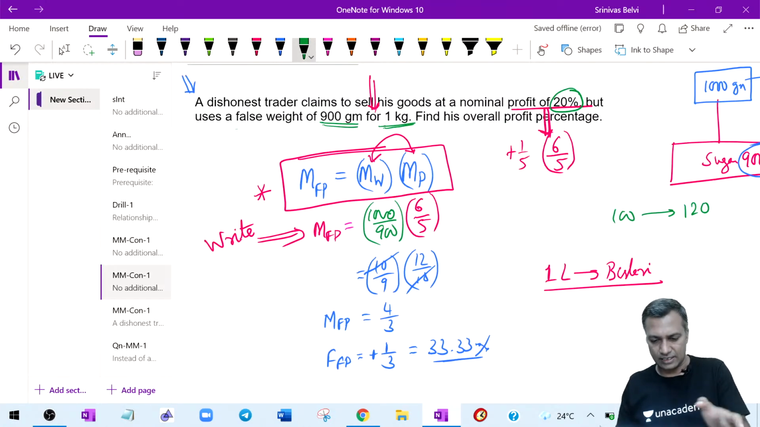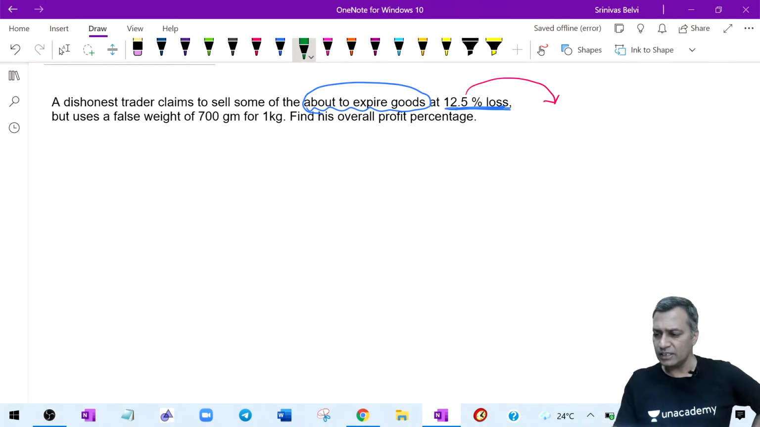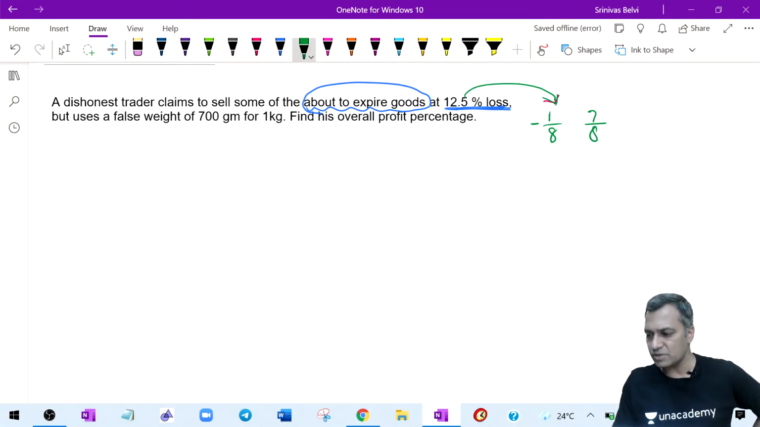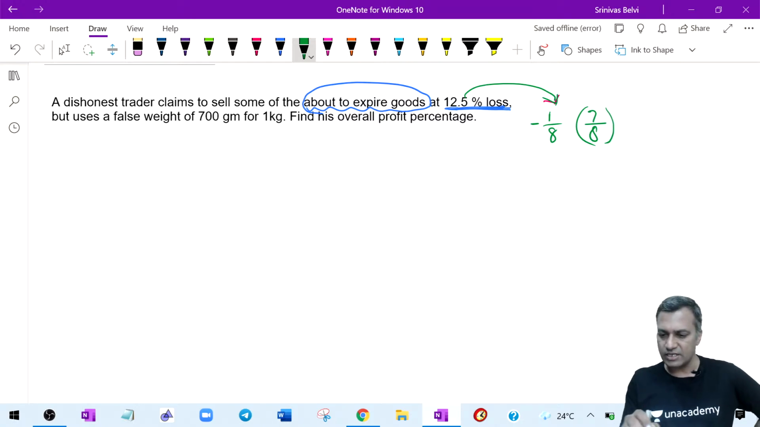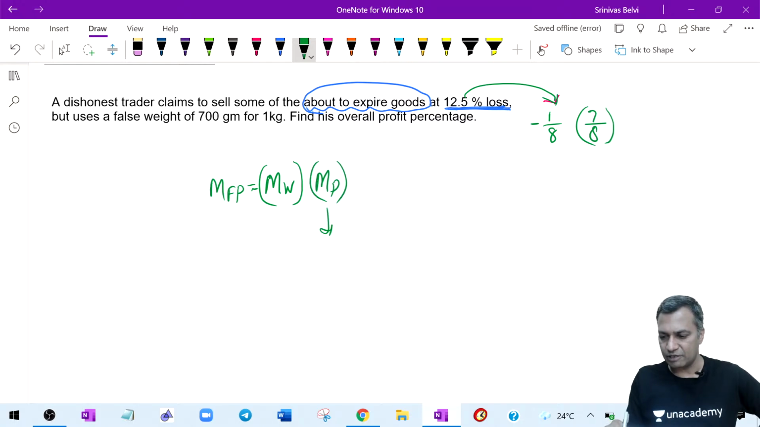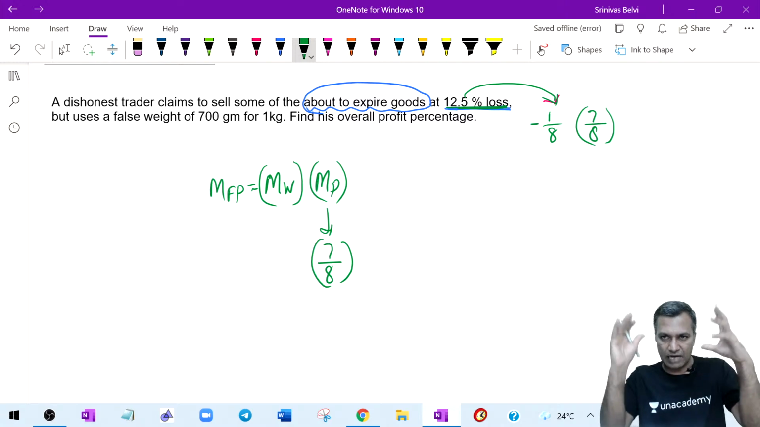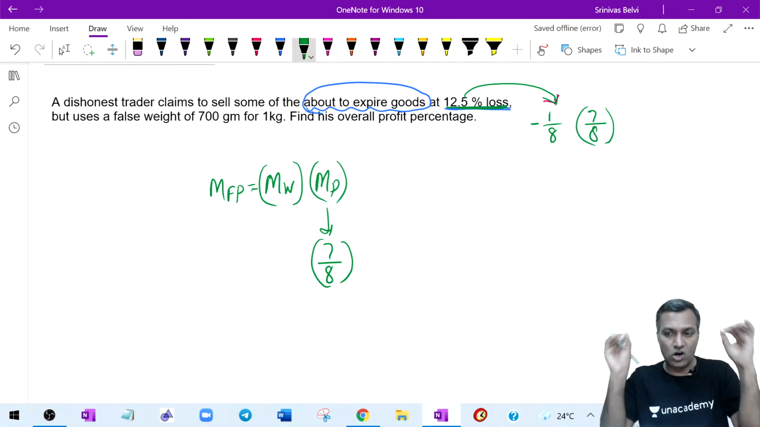Let's try this similar one. 12.5% loss. What does it mean? Minus 1 by 8. Therefore, the multiplier becomes 7 by 8. So the dishonest trader claims to sell his about-to-expire goods at a 12.5% loss. The multiplier related with the final profit is a function of the multiplier related with the weights and the multiplier related with the pricing. What is the multiplier related with the pricing? 7 by 8, because he's creating a loss. On the pricing front, I will create a loss.